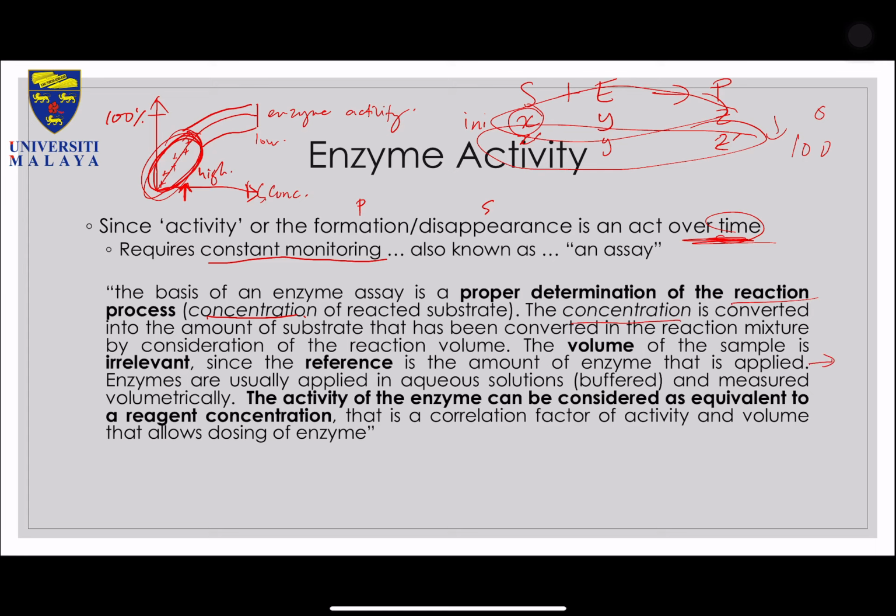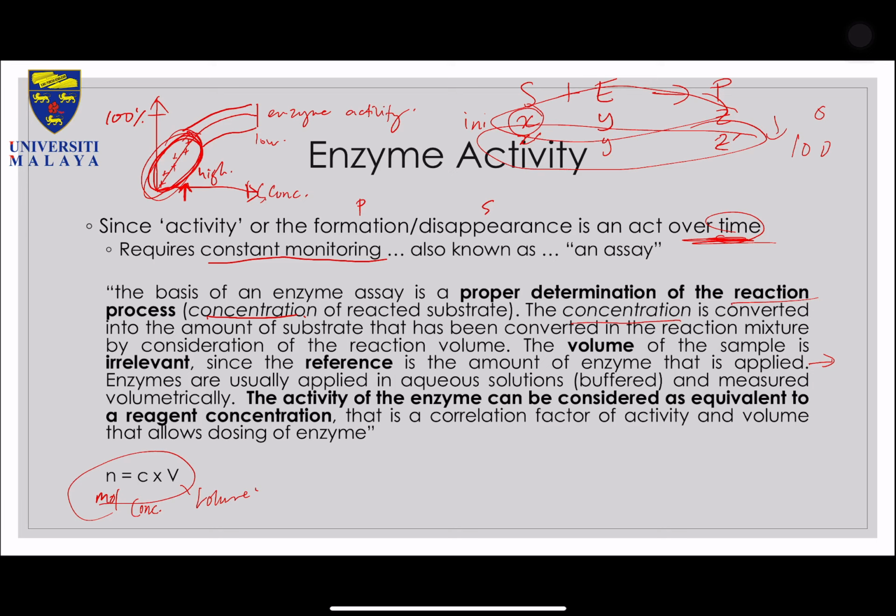I will go through it after I read the whole thing. Enzymes are usually applied in aqueous solution, buffered, and measured volumetrically. The activity of an enzyme can be considered equivalent to a reagent concentration, that is, a correlation factor of activity and volume that allows dosing of enzyme. Remember when you learned this way back, probably in high school: n equals C times V, where n is the number of moles, C is concentration, and V is volume.